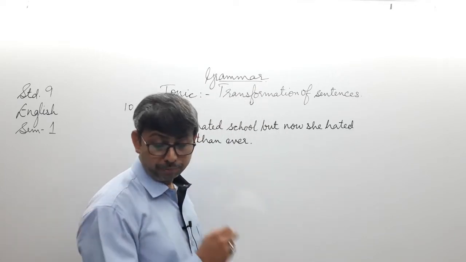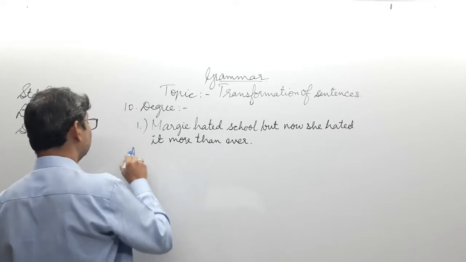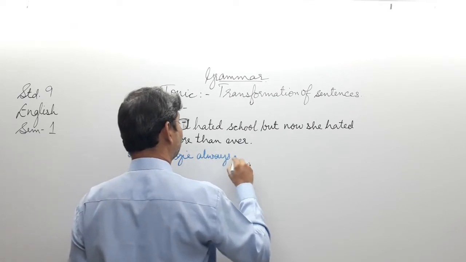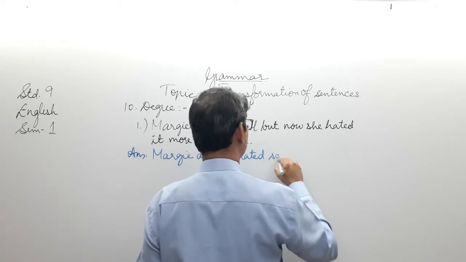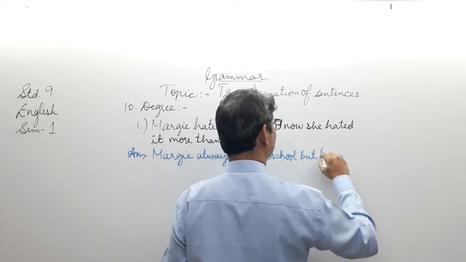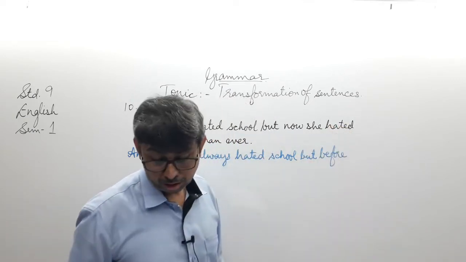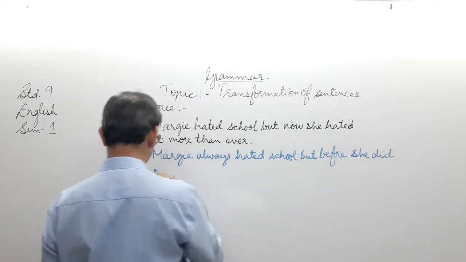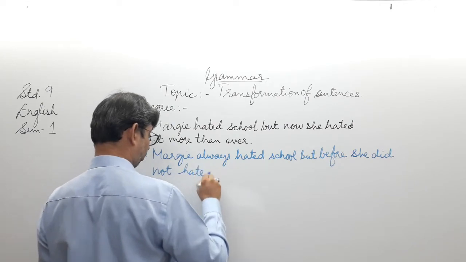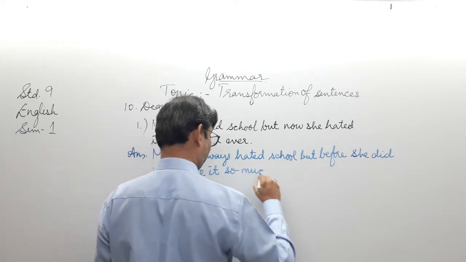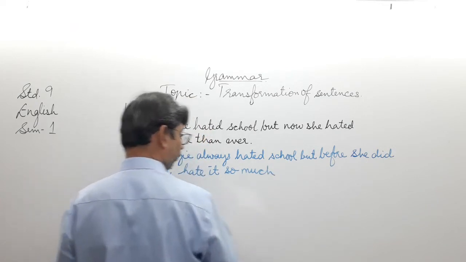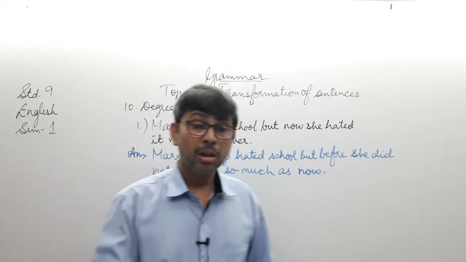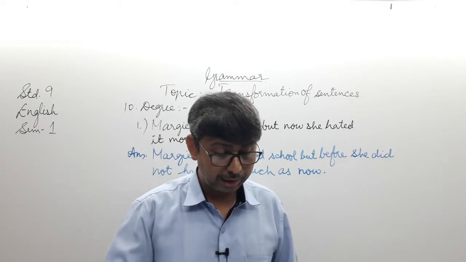Margie always hated school, but before she did not hate it so much as now. So in this manner the given sentence has been transformed from one degree to another degree, that is degree transformation of sentences.